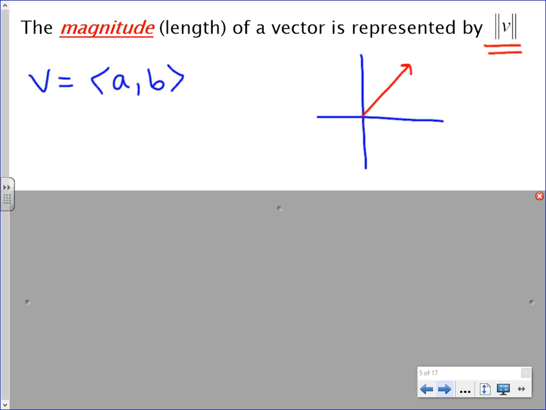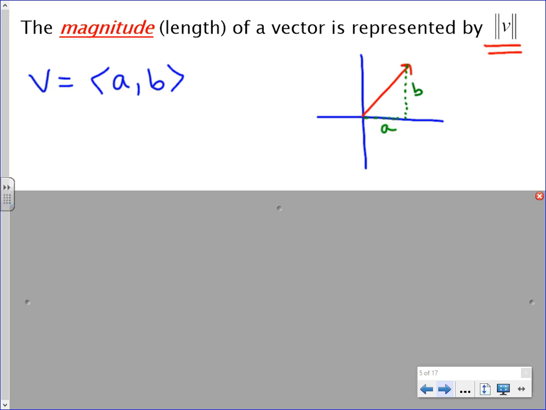Okay, pod 1, what did you discuss? The Pythagorean theorem. We know that our horizontal component is A. We know our vertical component is B. So if we use the Pythagorean theorem, we can get the length of that vector. Okay? So A squared plus B squared equals hypotenuse squared.